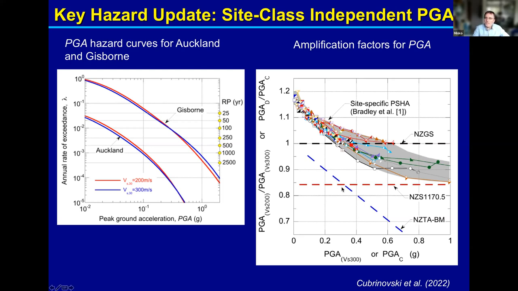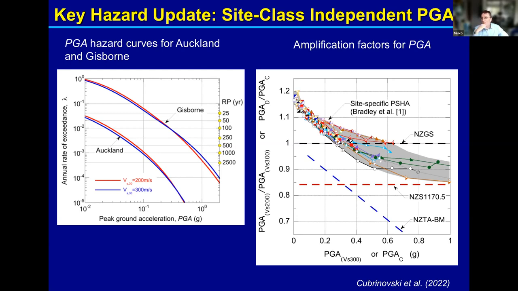What NZS 1170 and the bridge manual are doing in this regard is shown with the red line, NZS 1170, and blue line, NZTABM. Those are the ratios between PGA for site class D and PGA for site class C. We could not justify those relationships based on the data that we were seeing, so we decided, okay, let's go with something simple. So C or D doesn't matter, they will have the same value.